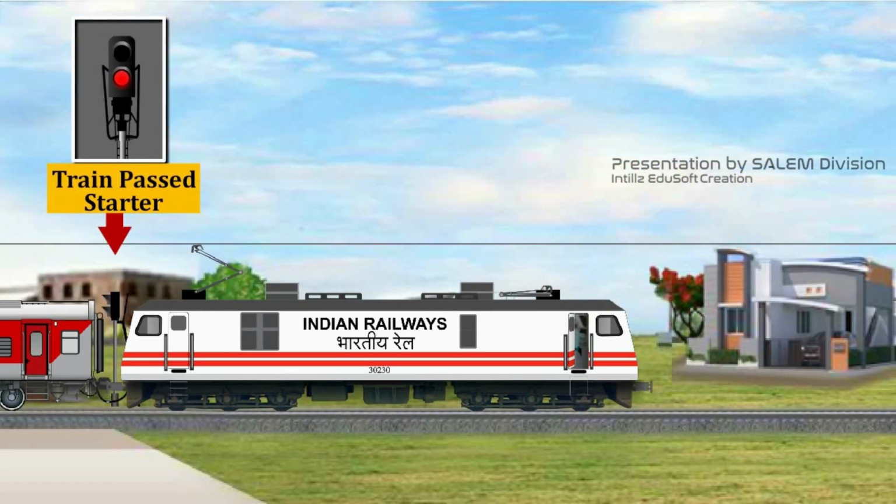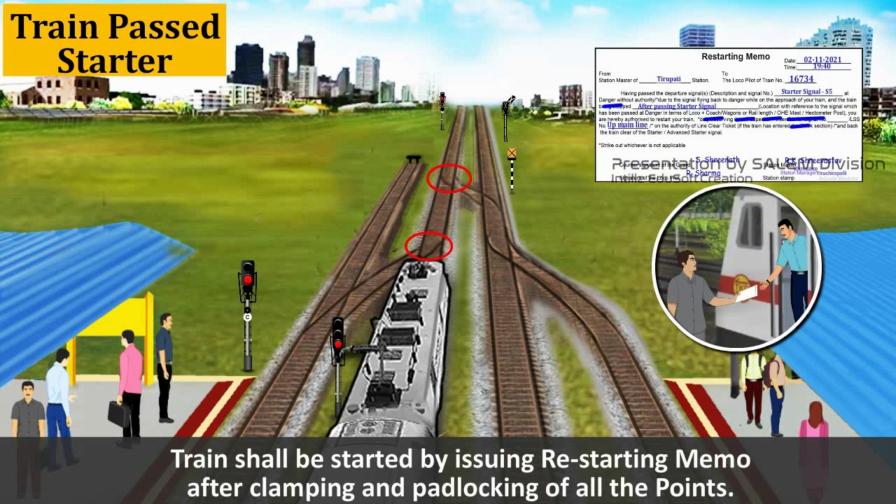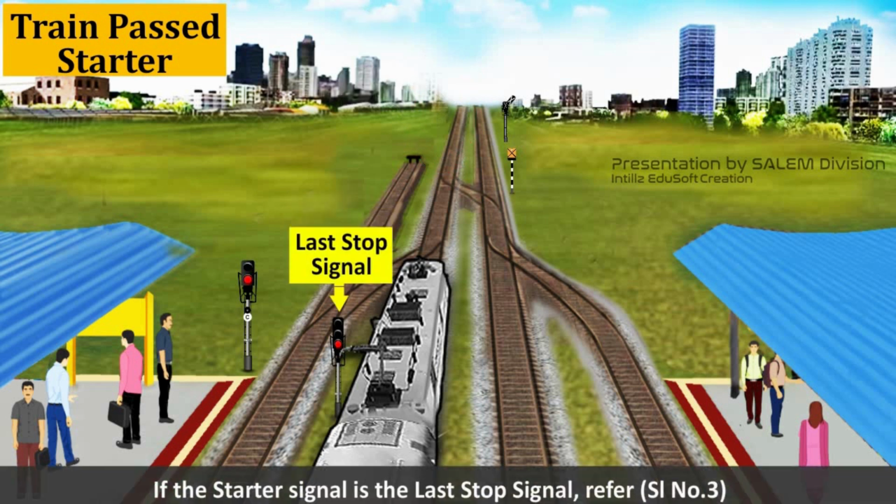If the train stopped after passing the starter signal, then the train shall be started by issuing restarting memo after clamping and padlocking all the related points. Departure signal or signals if intermediate signal or advanced starter signal is there shall be taken off. If the starter signal is last stop signal, then follow the steps given in the next part of this video.